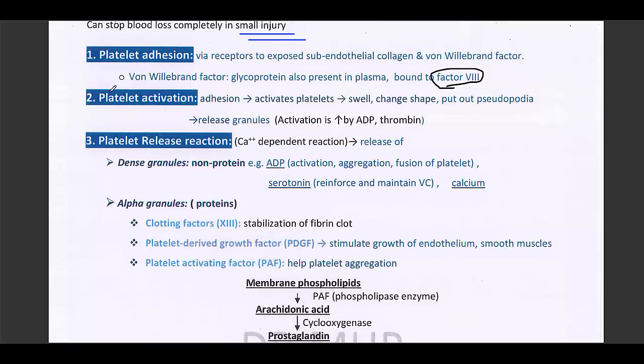Secondly, platelet activation after adhesion. After adhesion, platelets activate each other. Okay? They swell and change in shape and release pseudopodia. This is normal. Platelets become like this, with normal pseudopodia to stick at the site of injury, and they release granules. Activation is increased by ADP and thrombin.